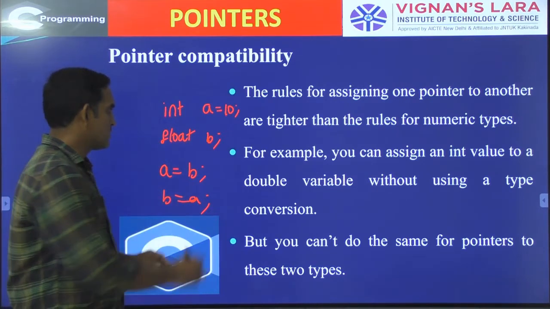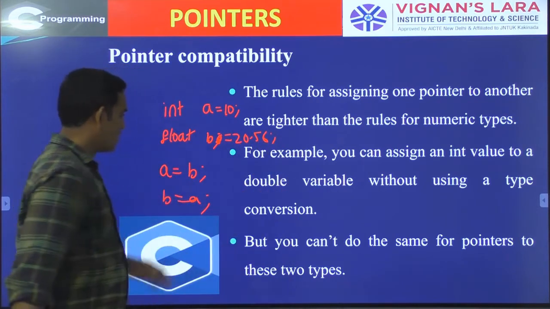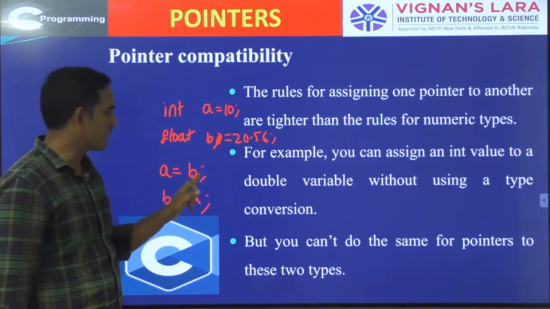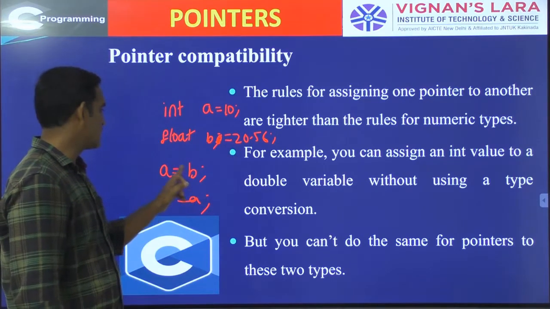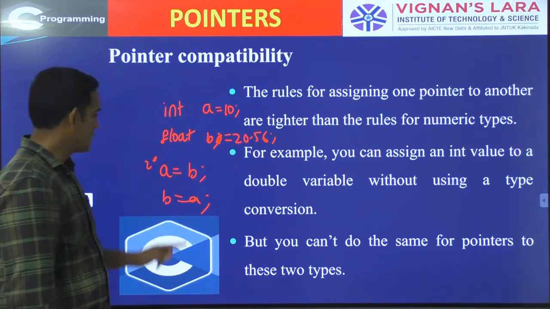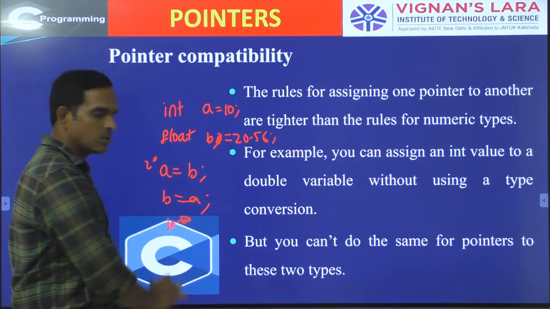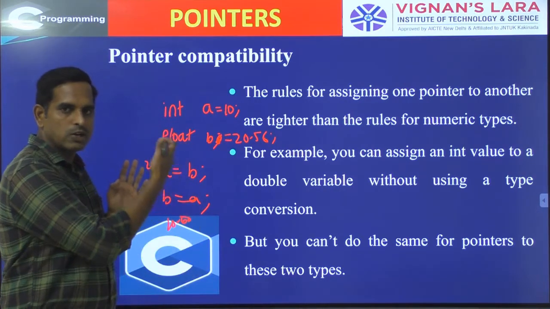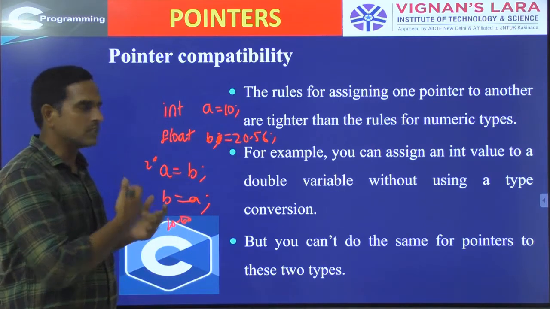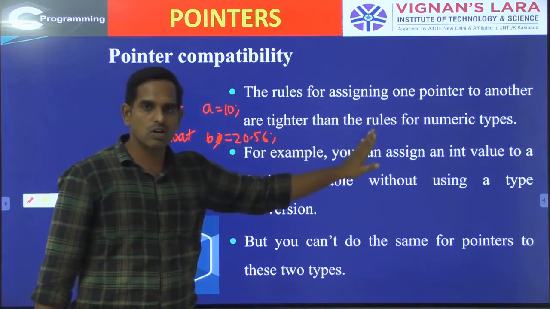Even if you have some value, say 20.56, if I write A is equal to B, what will happen? The B value, that is 20.56, will be truncated and the integer value, that is 20, will move to A. In the same case, if A is 10, it will move as 10.00. So with the normal numeric type conversions, you can assign one value to another. But the rules of assigning one pointer to another are more tough.